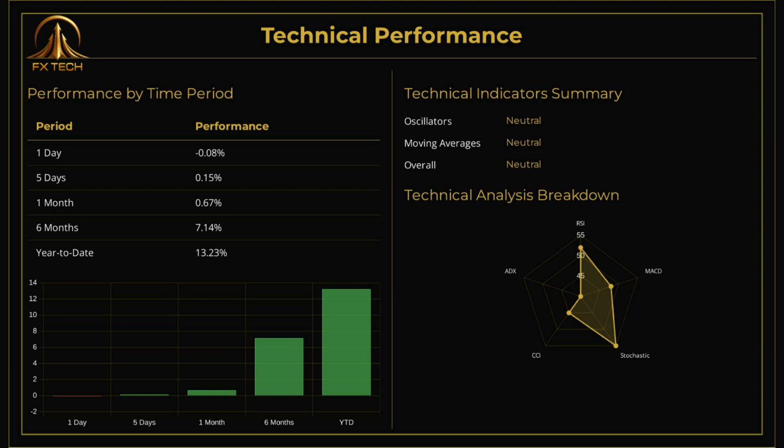The bar chart below the table provides a visual representation of this performance, highlighting the strong upward momentum in the medium to long term. On the right, we have a summary of the technical indicators. Both oscillators and moving averages are currently in a neutral position, which suggests a period of consolidation. The radar chart below provides a more detailed breakdown of the various technical indicators, confirming this neutral stance.